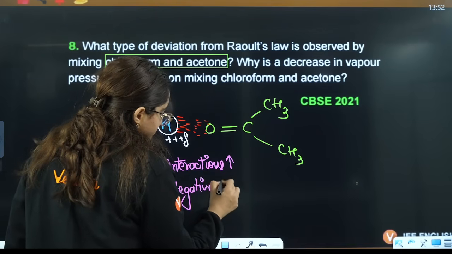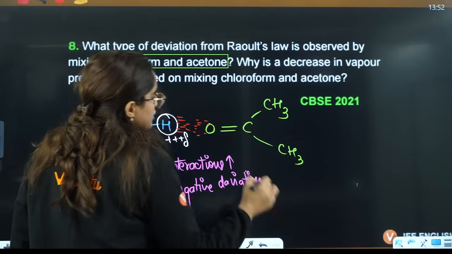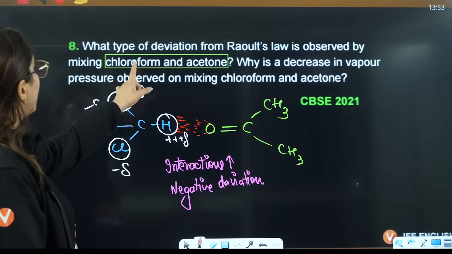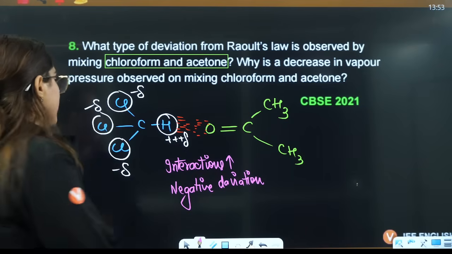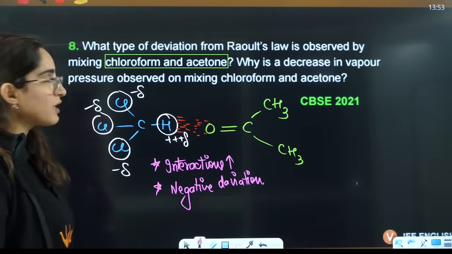Okay? Negative deviation. So what type of deviation can I say? Negative deviation is observed here. That's how you will tell. Write it in the form of a paragraph as well.